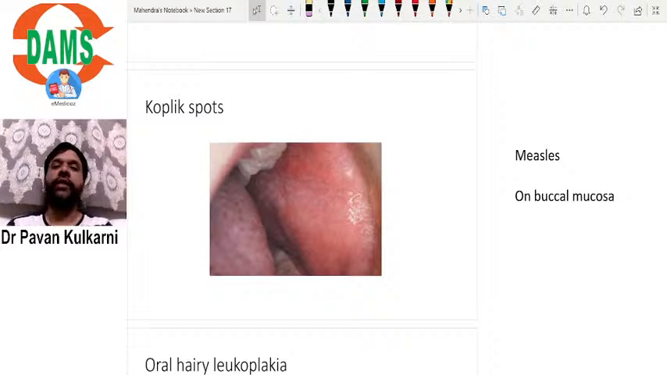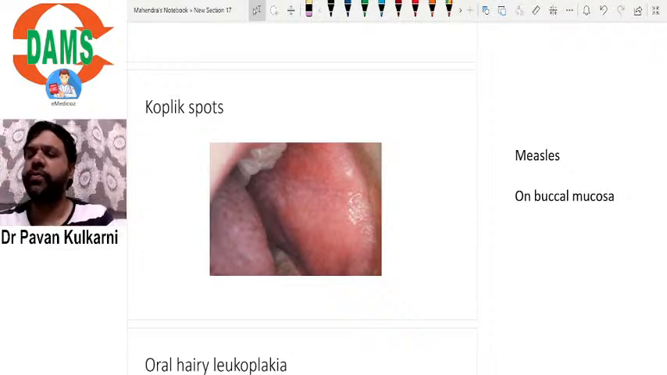That means if the patient consults a pediatrician or a dermatologist, before that a dentist can identify these Koplik spots. If you are able to identify, look at the buccal mucosa, bluish white granules like areas, granular areas, they are nothing but your Koplik spots.